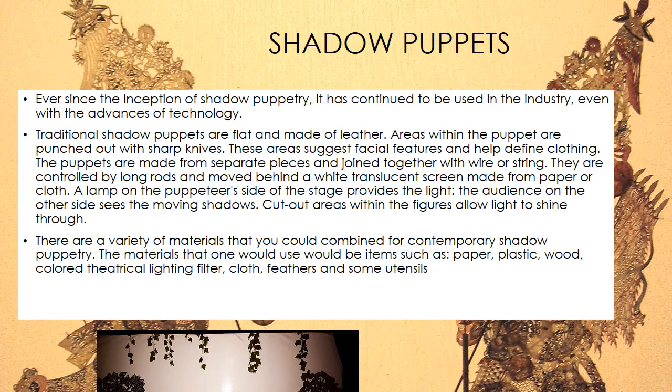The audience on the other side sees the moving shadows. The cut out areas within the figures allow the light to shine through. There are a variety of materials that you could combine for contemporary shadow puppetry. The materials that one would use would be items such as paper, plastic, wood, colored theatrical lighting filter, cloth, feathers, and some utensils.